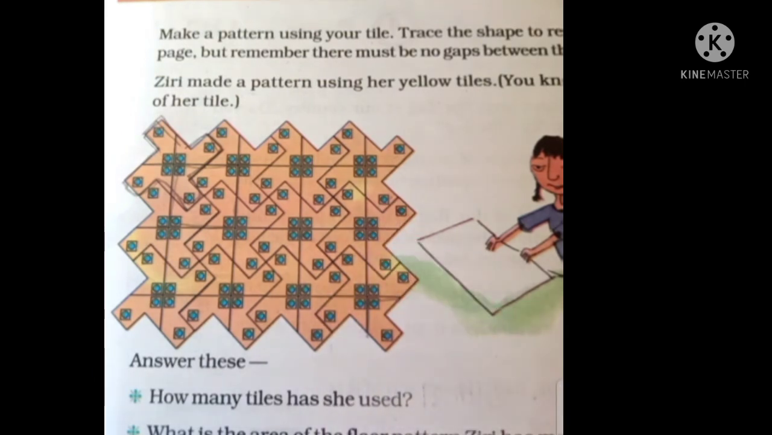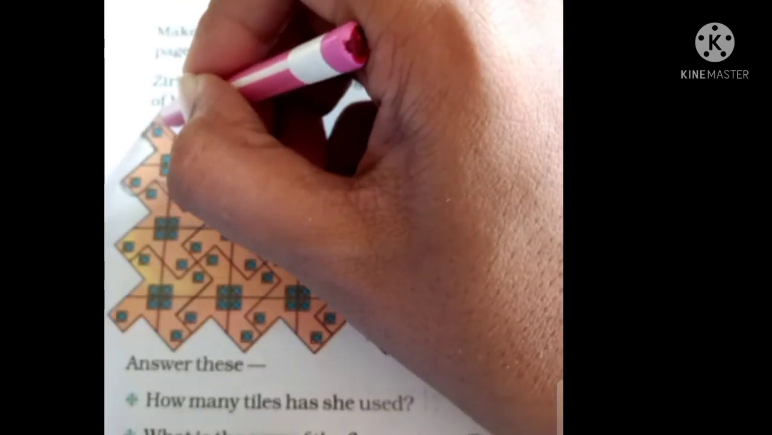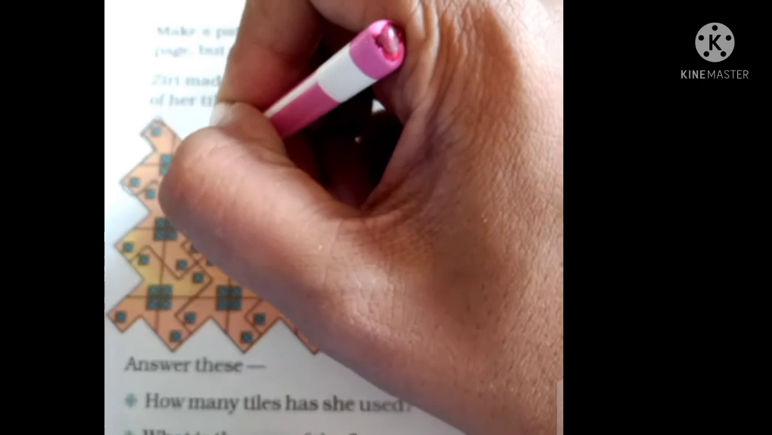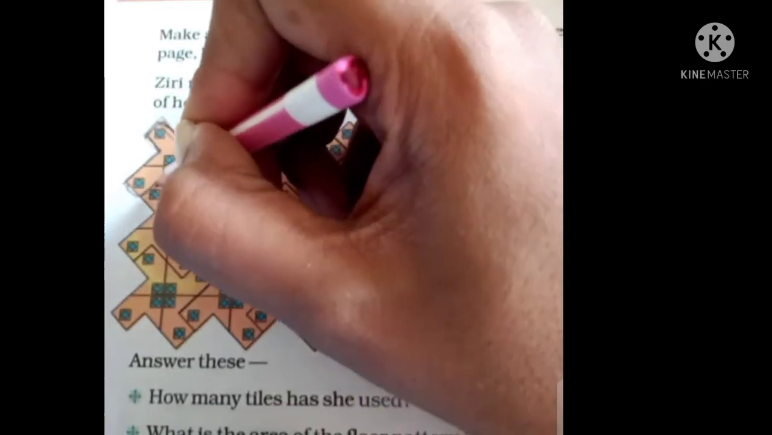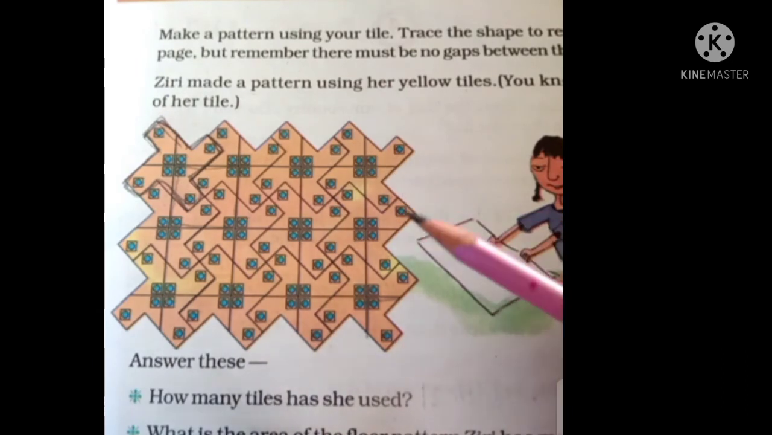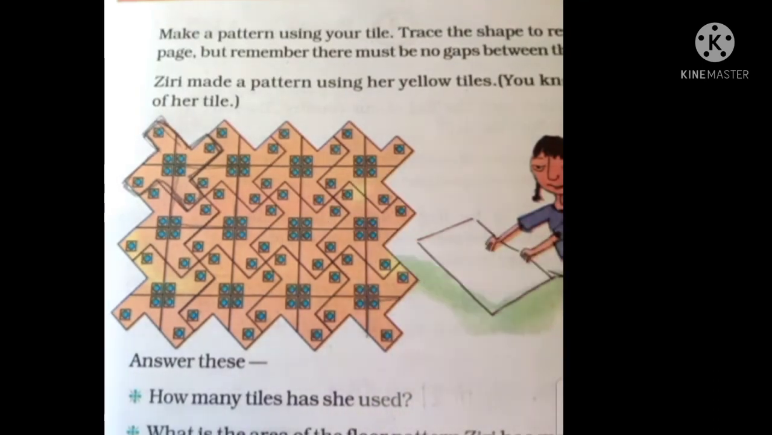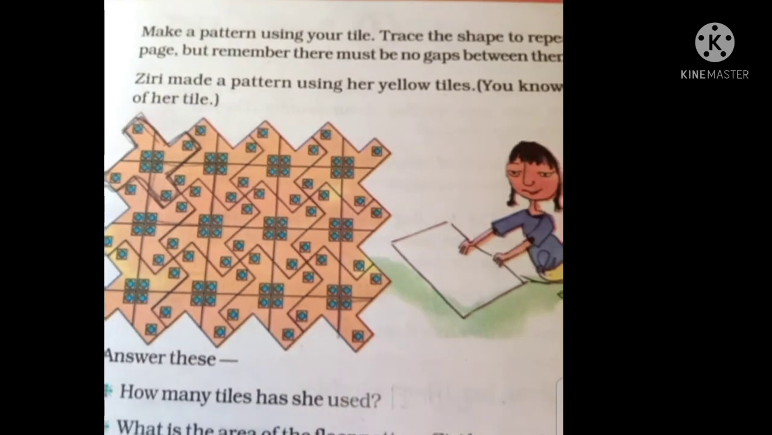Yes, this is the actual tile. See, I'm making the outline of this tile. See this one. Okay, this is the actual tile. She arranged it this way, which gives a pattern. Okay, so let's count: 1, 2, 3, 4 in one row. So that is 3 rows, 4 threes are 12 tiles. Okay, so Ziri has used 12 tiles for making this pattern. So write down the answer here, 12 tiles.